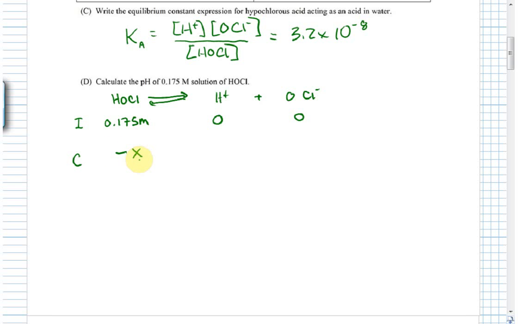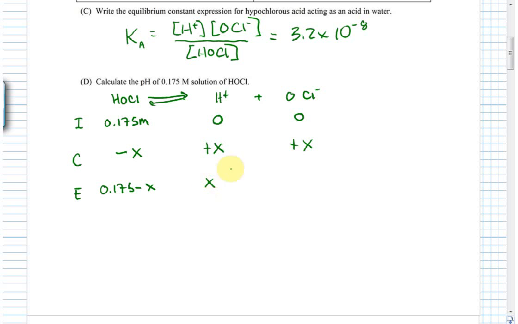X is going to be the concentration of HOCl that undergoes ionization. Again, that's going to be small. Plus X is the amount of hydrogen, plus X is the amount of OCl minus. Finally, E stands for equilibrium. There's the end of our ice table. Therefore, at equilibrium, 0.175 minus X will be the molarity of the HOCl.